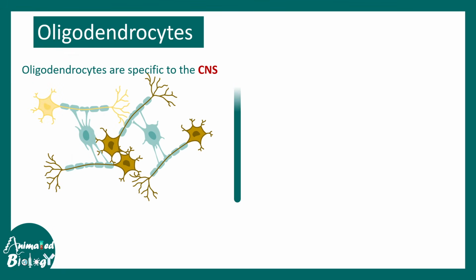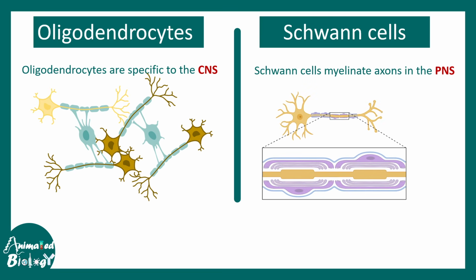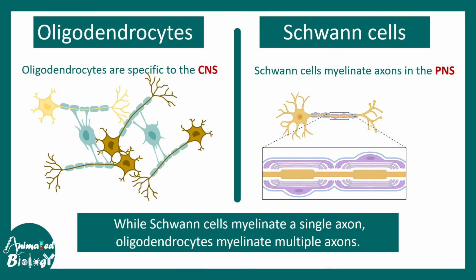So here is a quick comparison between oligodendrocytes and Schwann cells. Schwann cells are present in the peripheral nervous system, and one Schwann cell can reach only one axon.